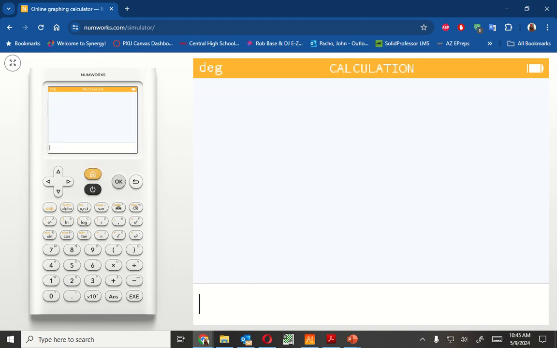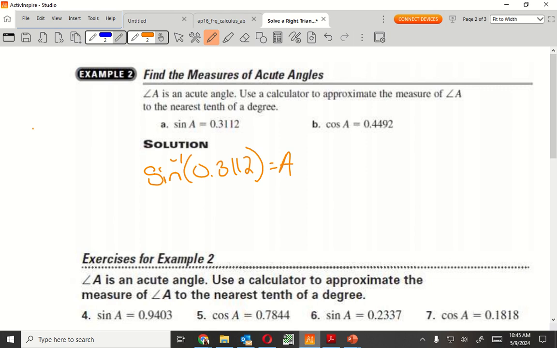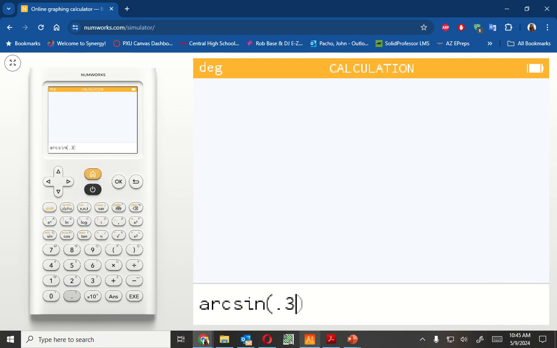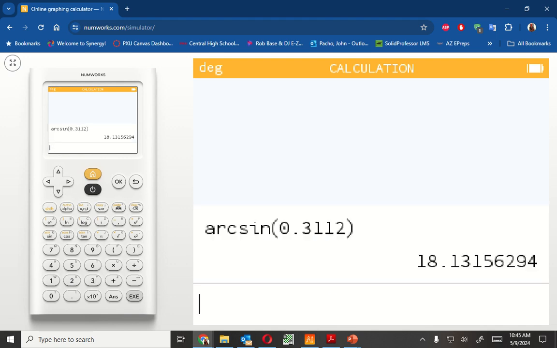It says arc sine, so it's right here in yellow on the calculator. It's shift sine, that's arc sine or inverse sine. They mean the same thing. My number was 0.3112. It said round to a tenth of a degree. So that's going to give me 18.1, because the next number's a 3, that's not going to make it round up. 18.1 degrees.